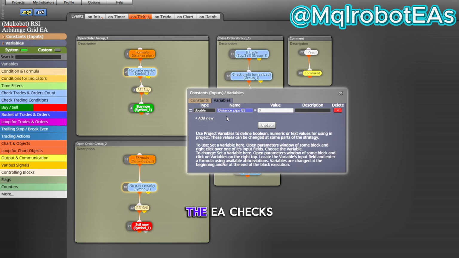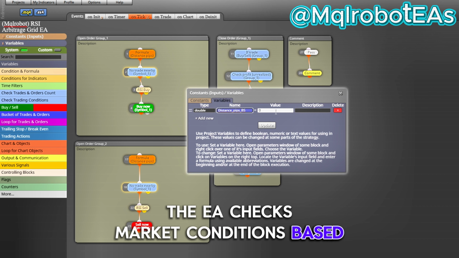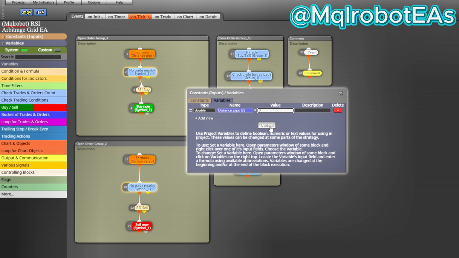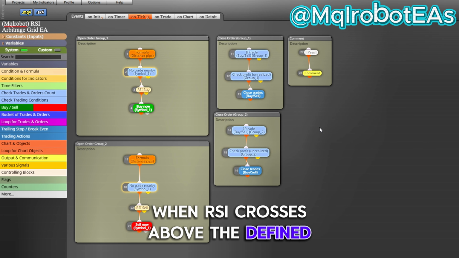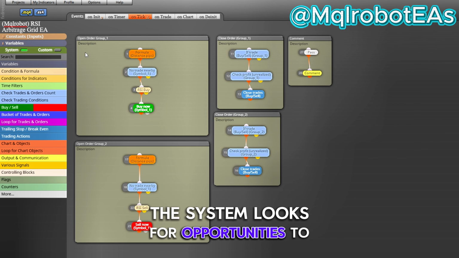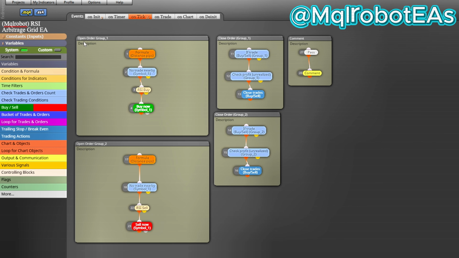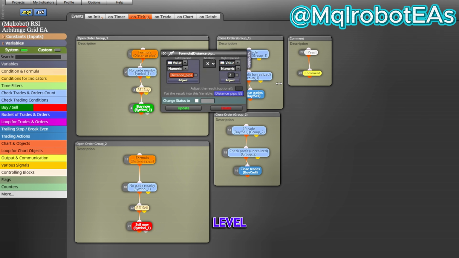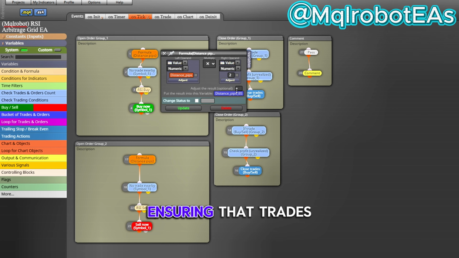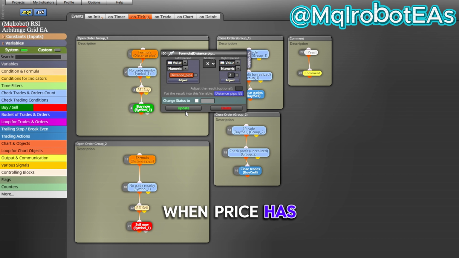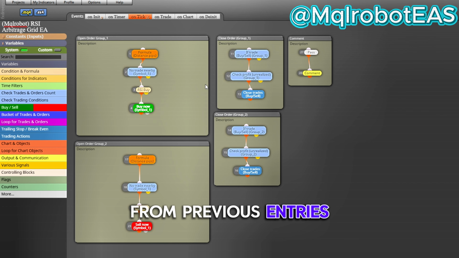Core logic: the EA checks market conditions based on RSI values. When RSI crosses above the defined buy level, the system looks for opportunities to place buy trades. When RSI crosses below the sell level, it triggers sell positions. To avoid overtrading, the EA uses a distance filter in pips, ensuring that trades are only opened when price has moved a certain distance from previous entries.